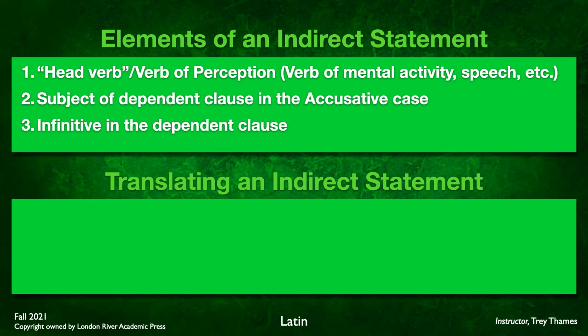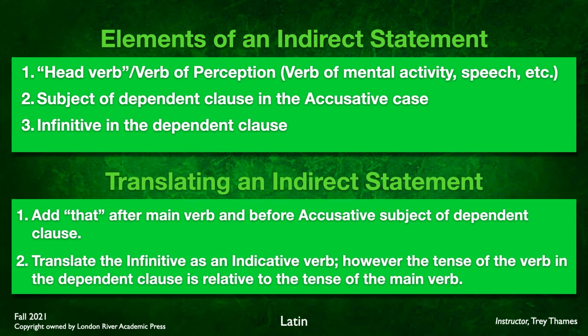As you translate it in an indirect statement, here's a couple of things to keep in mind. Number one, we're going to add the English word that into our translation after the main verb and before the accusative subject of the dependent clause. So the teacher says that Julia is a good student. And then finally, translate the infinitive as an indicative verb, so not as an infinitive. And then the tense of the verb in this dependent clause is going to be relative to the tense of the main verb. We learned all about that relative nature of participles to the main verbs. This is going to hold true for infinitives. The tense of that infinitive is relative to the tense of the main verb.